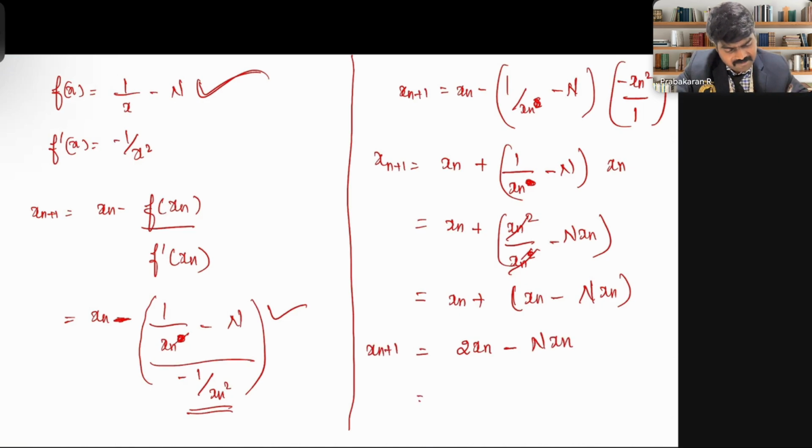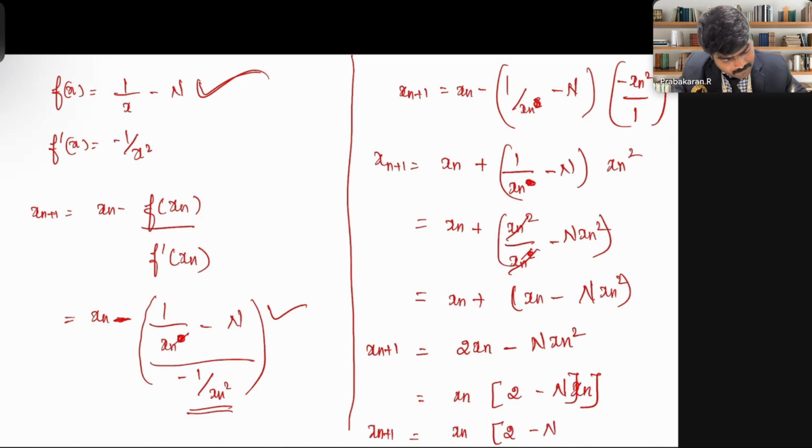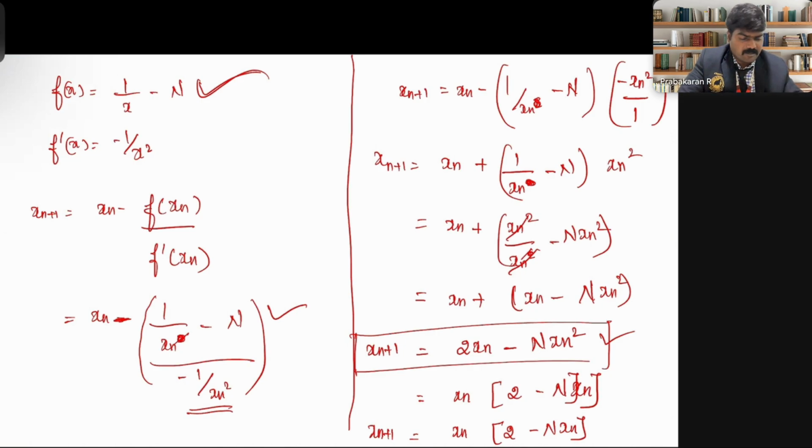I think this is enough. If you want to simplify further, you can take x n outside as common, so that we end up with 2 minus n x n. Otherwise you can keep it as it is. This is n times x n square. Again, these are simple mistakes in x n square. When we take x n outside, finally we end up with x n plus 1 equals x n times 2 minus n x n. If you want to keep it as it is, you can stop with this step, or you can go further.